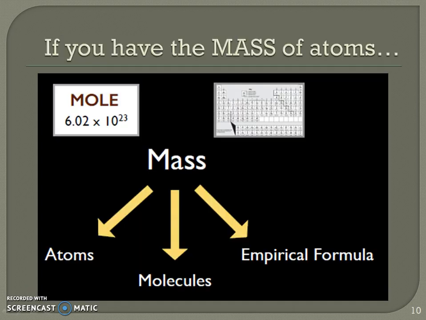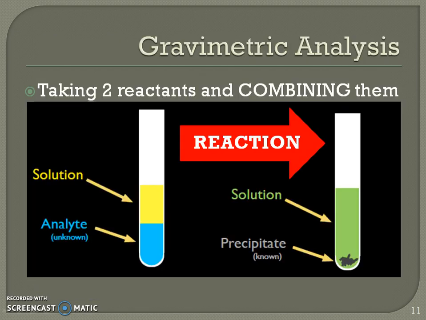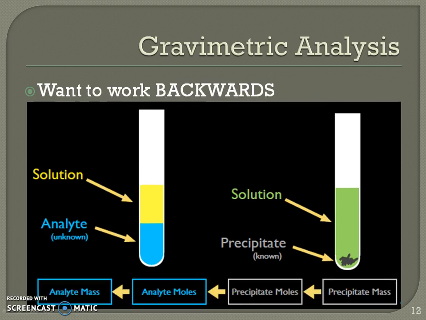So if you have the mass of atoms, you can find how many atoms there are, right? Using the mole, Avogadro's number, you could find how many molecules it would be, and then you can ultimately find the empirical formula as well. And then he talked about this gravimetric analysis. In other words, two reactants that are combining and forming, let's say, a precipitate.